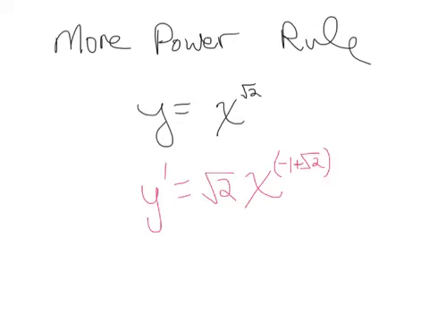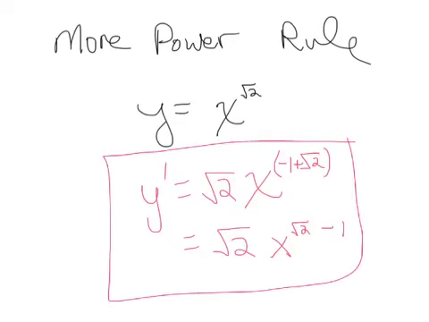And then we would tack on the derivative of the inside function, which of course is just 1 here. The inside function is just x to the first. So that's your answer: square root of 2, x raised to the radical 2 minus 1 exponent. Now that's 1.4 minus 1, which is 0.4. But let's just leave it like this. So either of these are really great ways to write this.